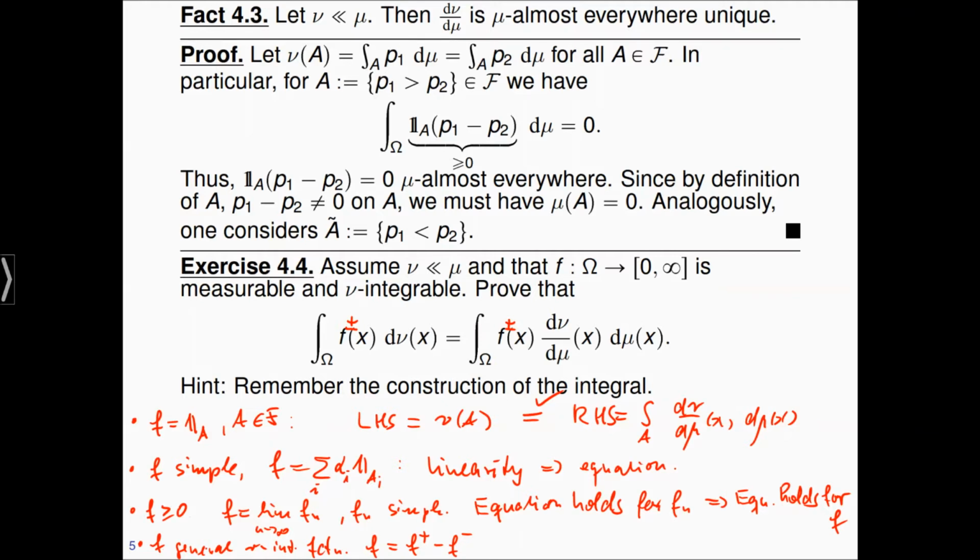And since f is assumed to be a general nu integrable function, it means that the integral of f plus d nu is finite and the integral of f minus d nu is finite. And therefore the corresponding right-hand sides are also finite. And we can write the integral of f as the integral of f plus minus the integral of f minus, and the same on the right-hand side. And this shows that the equation also has to hold for f. And we are done with this exercise.